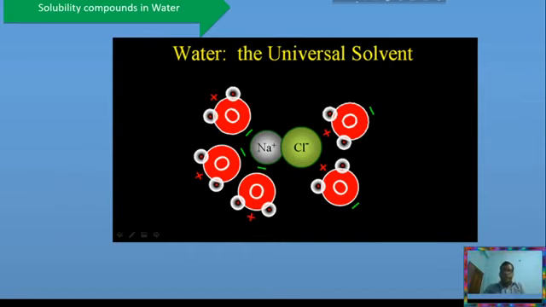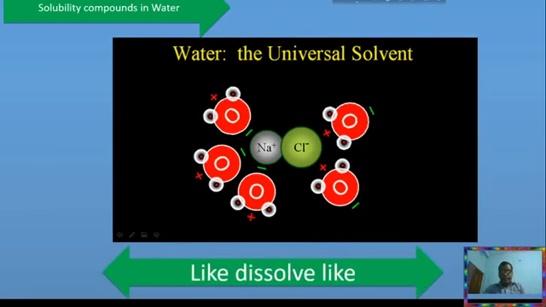But some covalent compounds have polarity, because there is a saying: like dissolves like. If we follow this, ionic compounds will be dissolved in ionic solvents and covalent compounds will be dissolved in covalent solvents. Polar compounds will be dissolved in polar solvents. Water is a polar solvent. That's why sodium chloride will dissolve in water.